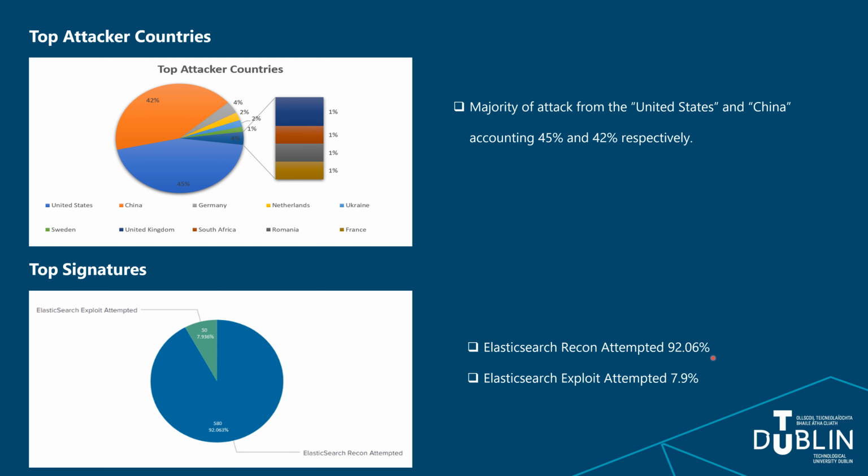So recon is 92%, exploit is around 7.9%. That's it. So with recon, the attacker tried to gather information about the system. If the attacker finds that it is a honeypot, he may proceed with the attacks or may move on. So I think based on the log and the graph, it can be said that 92% scanned and left, and only 7.9% continued to attack.